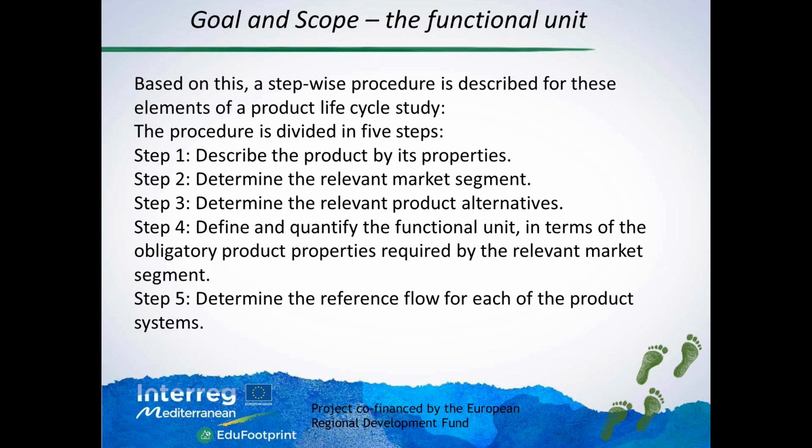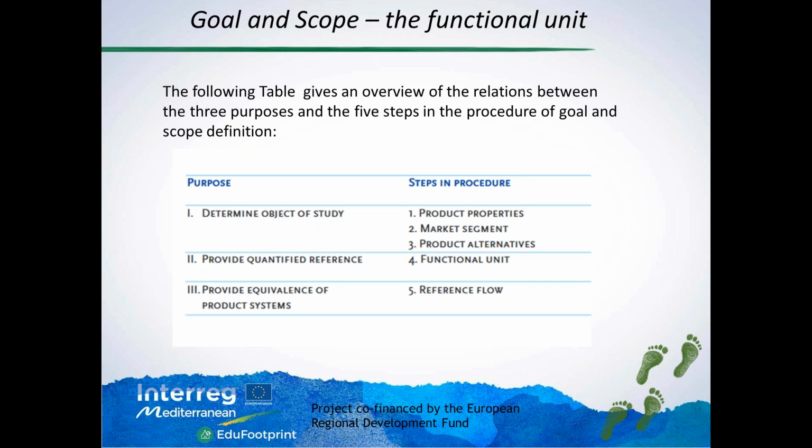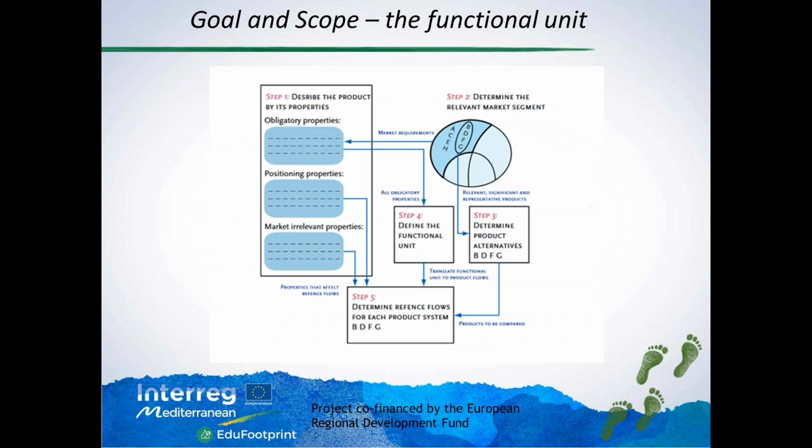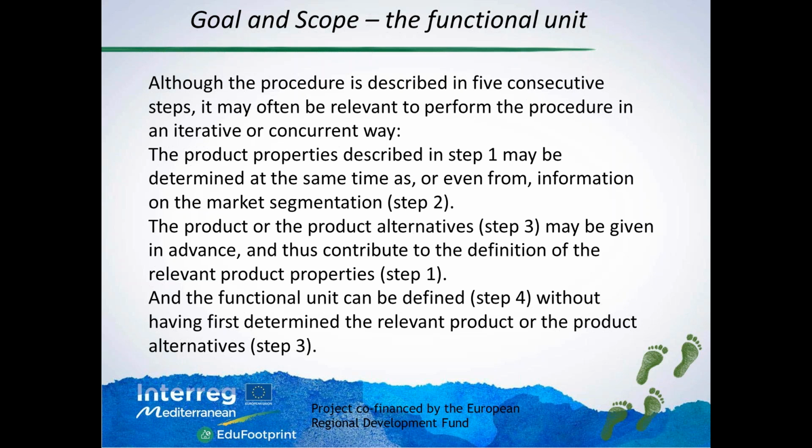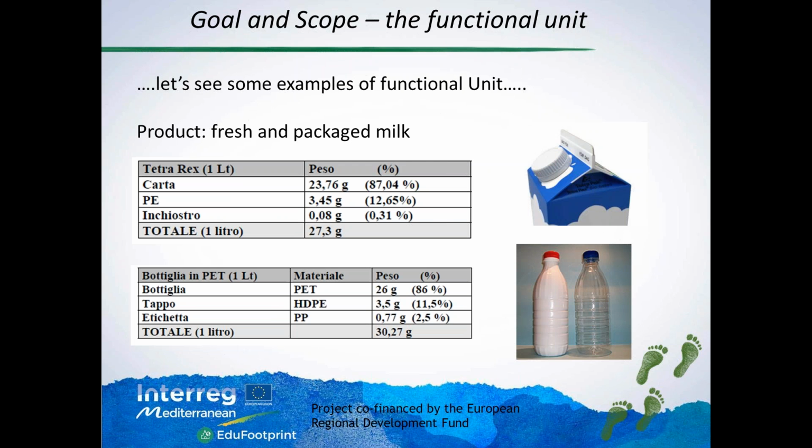To determine the object of study, we have to consider product properties, market segment, and product alternatives. To provide a quantified reference, we have to define the functional unit, and to provide equivalence of product systems, we have to define the reference flows. Let's do, we'll see some examples, and then come back to the previous slides. I'm sure that maybe it's better.